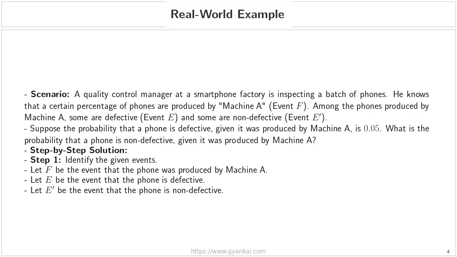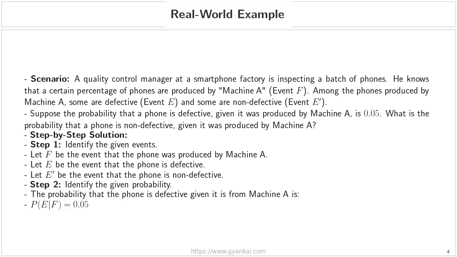First, step 1, we need to clearly identify our events. As I mentioned, let F represent the event that the phone was produced by machine A, let E represent the event that the phone is defective, and E prime represents the event that the phone is non-defective. Step 2, next, we identify the probability we already know. From the problem statement, the probability of E, given F, is equal to 0.05.